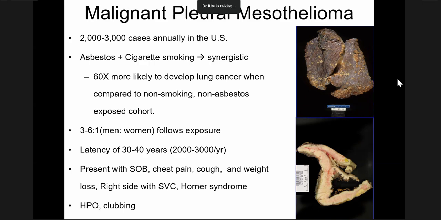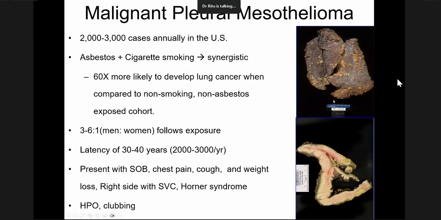Patients will present with the usual shortness of breath, chest pain, cough, and weight loss. They can have SVC syndrome or Horner syndrome. They will also have HPO, hypertrophic pulmonary osteoarthropathy, or clubbing.